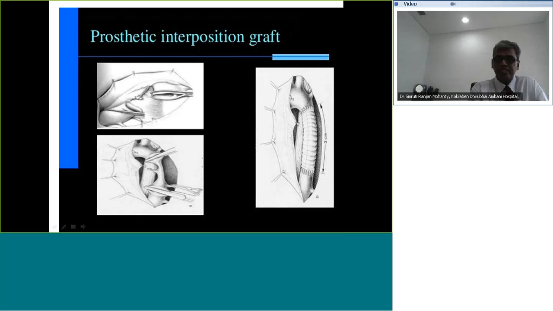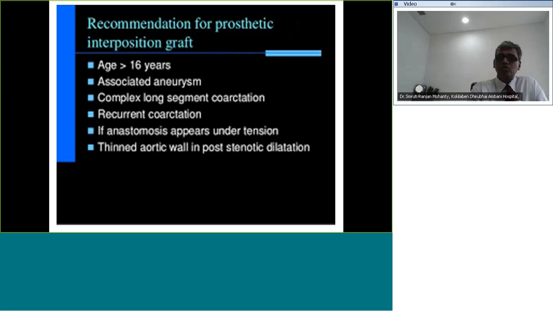To bridge this distance, one lands up using a prosthesis of roughly around 3 centimeters. And what is important is that this prosthesis should be of a good caliber, at least 14 to 16 size, which will match a bigger or adult aorta. So the recommendation for a prosthetic interposition graft is usually that the age should be more than 16 years.